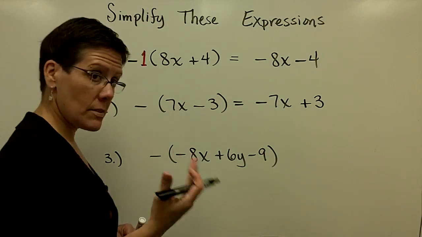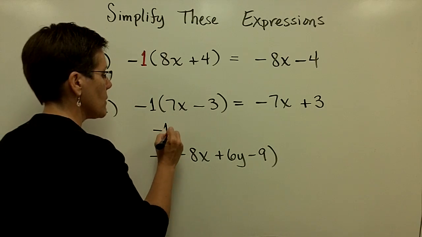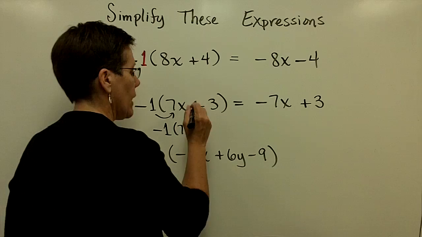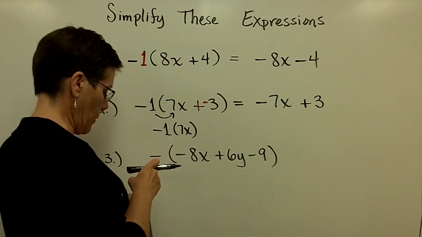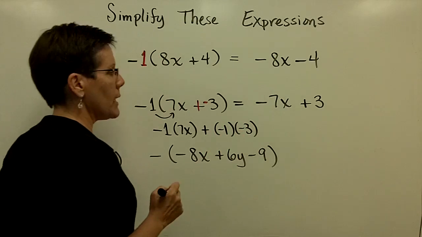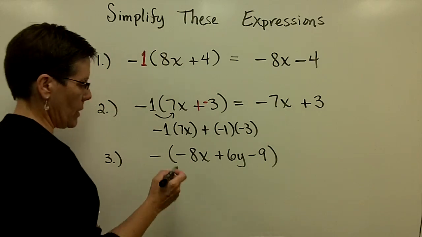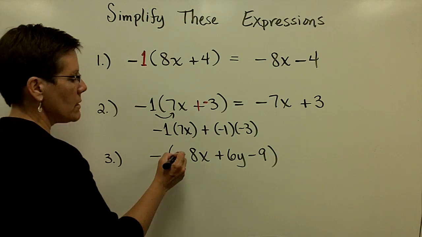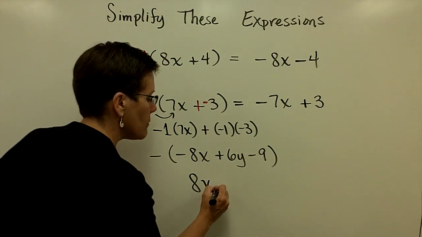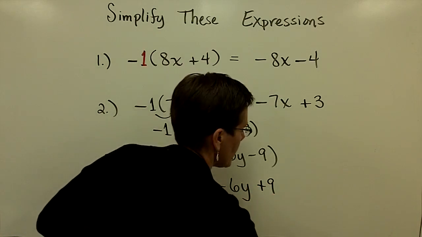Textbooks often write this in somewhat complicated form. They think of this as a negative 1 times, they use the distributive property, times the 7x, and then they think of this minus 3 as a negative 3, and they write this as plus a negative 1 times a negative 3, giving us that positive 3 at the end. I just think that's a little bit of trouble. It is so much easier to just say, give me the opposite of a negative 8x, which is a positive 8x. The opposite of a positive 6y is a minus 6y. And the opposite of a negative 9 is a positive 9.